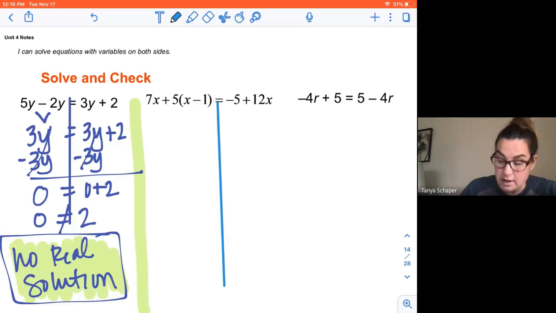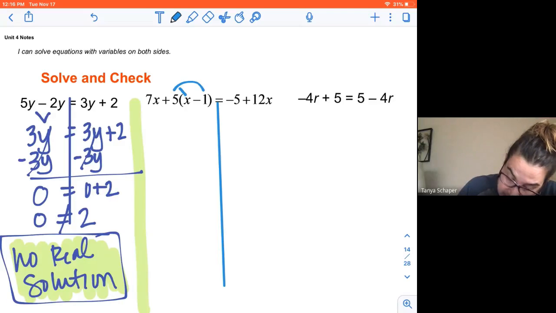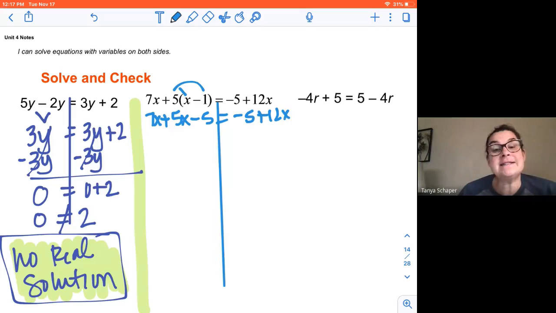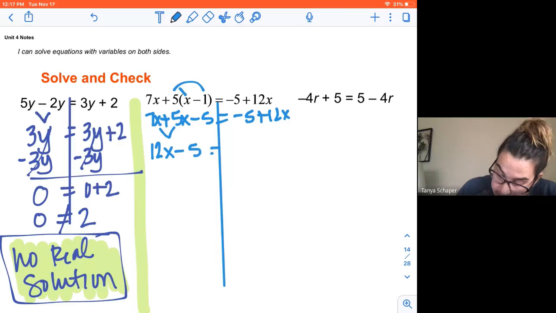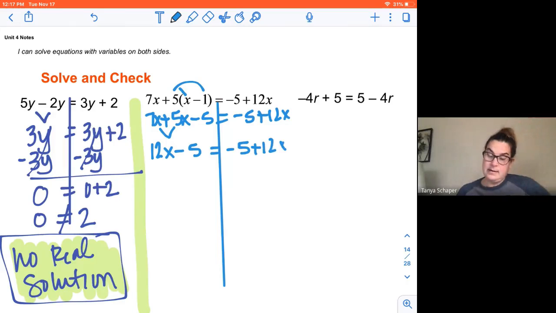Okay, so I'm going to distribute 5 to both. So 7x plus 5x minus 5 equals negative 5 plus 12x. I still need to simplify the left side by combining like terms. So 12x minus 5 is equal to negative 5 plus 12x, right?